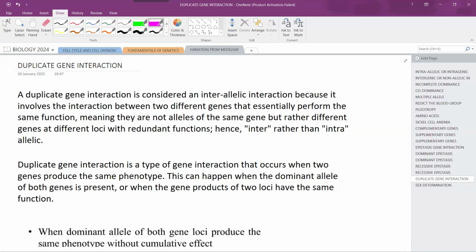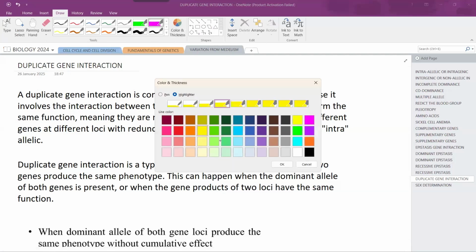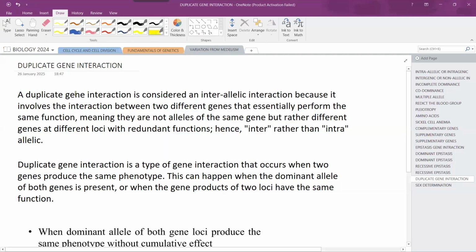As the name already defines everything in this interaction, a gene duplicates the phenotypic expression of another gene. A duplicate gene interaction is considered interallelic. So this is also an interallelic interaction, an interaction between two different genes, or two different alleles of different genes.